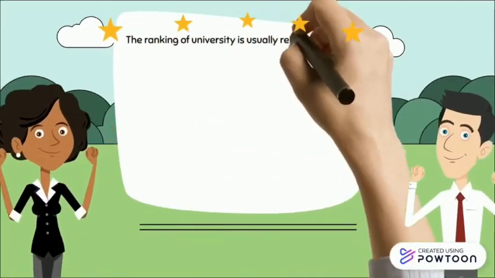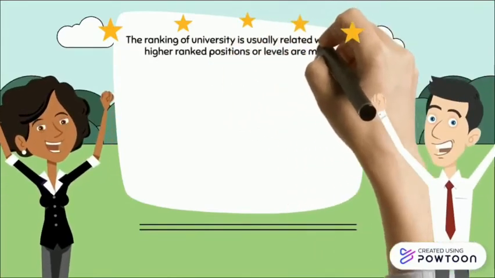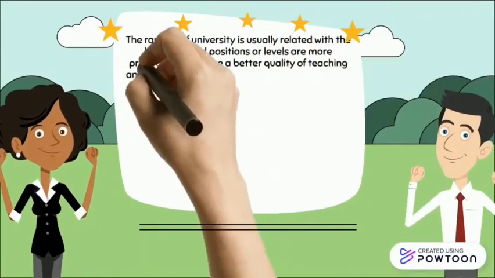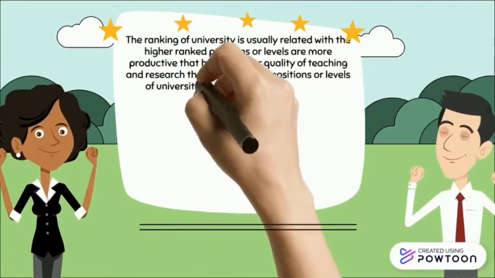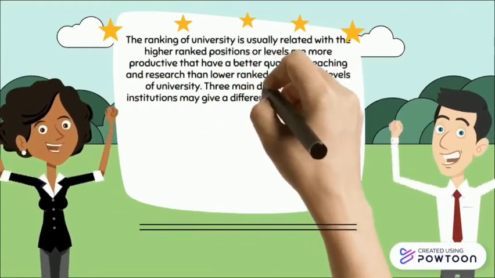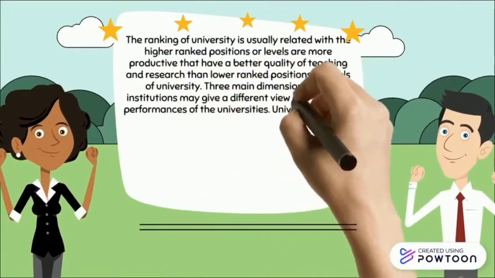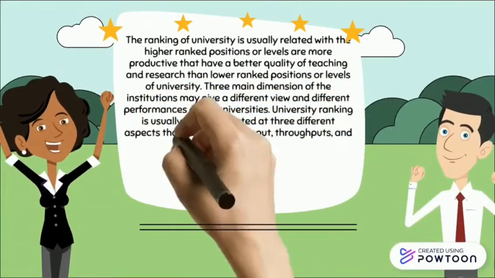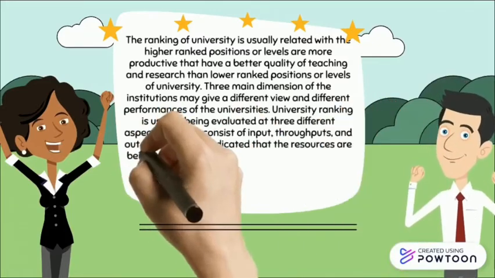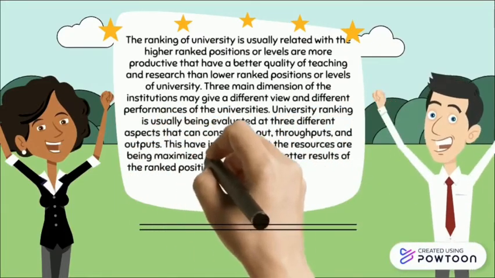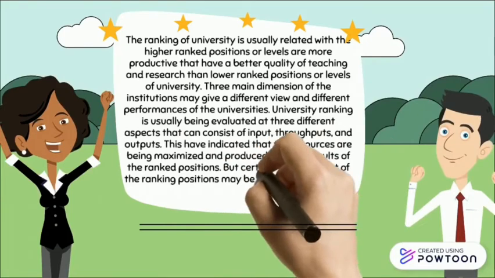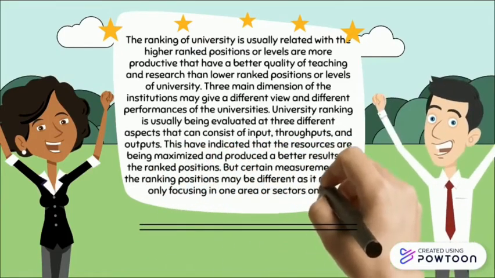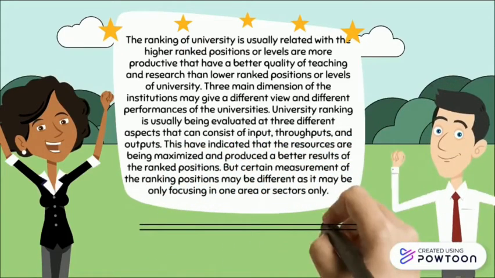The ranking of universities is usually related to the idea that higher ranked positions or levels are more productive, with better quality of teaching and research than lower ranked positions or levels of universities. Three main dimensions of the institution may give a different view and different performance of the universities. University ranking is usually evaluated on 3 different aspects: input, throughputs, and outputs. These indicate that resources are being maximized and produce better results in the ranked positions, but certain measurements of the ranking positions may be different as they may be focusing on only one area or sector.